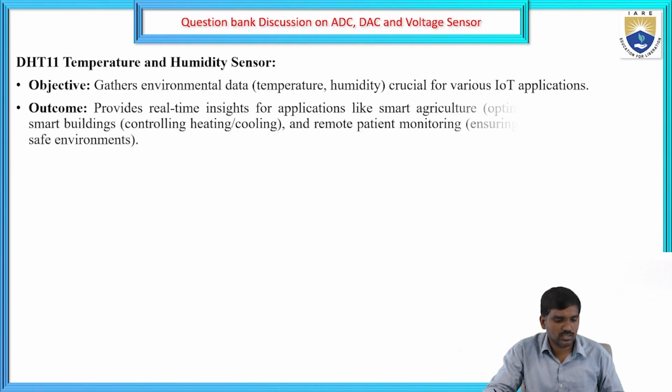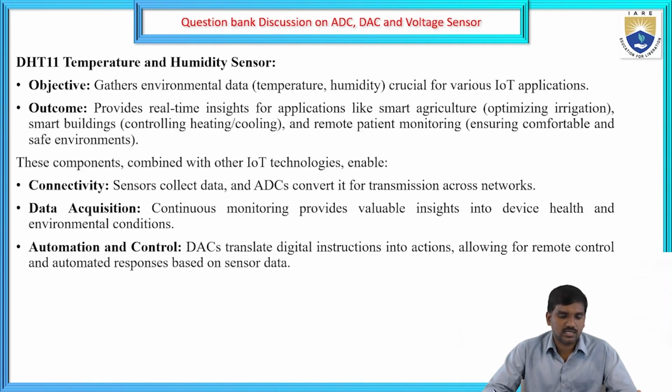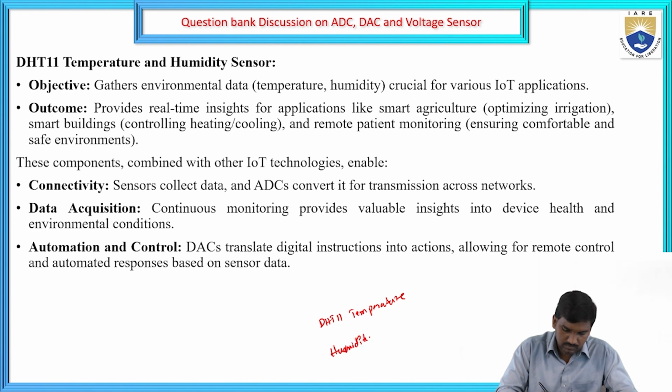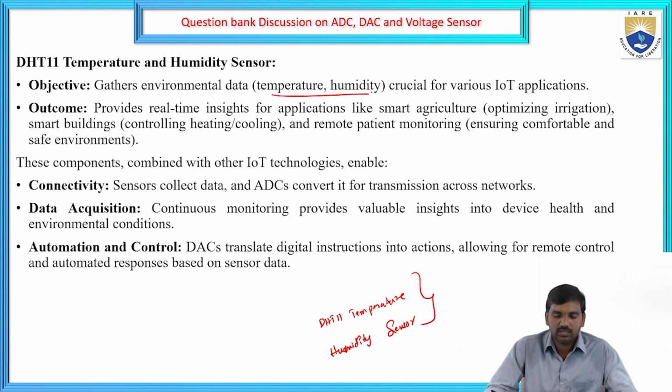Next we move on to DHT temperature and humidity. Along with that, we have different sensors also, like the DHT11 temperature sensor and humidity sensor. These are the remaining two, the DHT temperature and humidity sensor. What is the main objective of this? Gather environmental data like temperature and humidity, crucial for various IoT applications. And the outcome: it provides real-time insights for applications like smart agriculture, optimizing irrigation systems, controlling heating and cooling, and remote patient monitoring, ensuring comfortable and safe environments. These are the objective and outcome of the DHT11 temperature sensor.